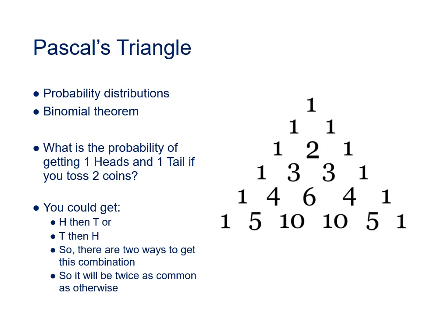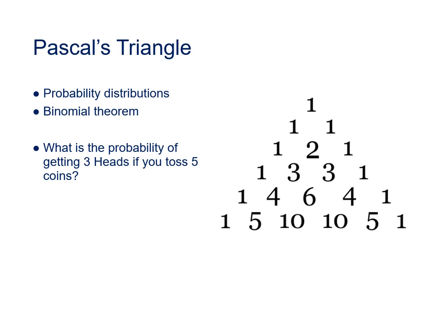In this case we have 2 coins, so we use row 2 of Pascal's triangle. The top row is row 0. Reading across the row, we can see that we have only 1 combination that will result in 2 heads, 2 combinations that give 1 head and 1 tail, and 1 combination that gives 2 tails.